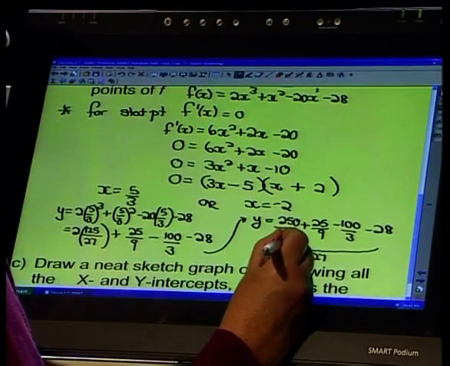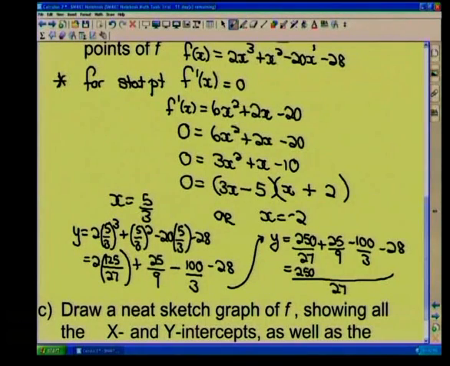So it becomes 250. 9 goes into 27 3 times. 3 times 25 is 75. 3 goes into there 9, so it's minus 900. And here I've got 28 over 1. So that's pretty hideous. So what I'm going to do now is I'm going to say 28 times 27.